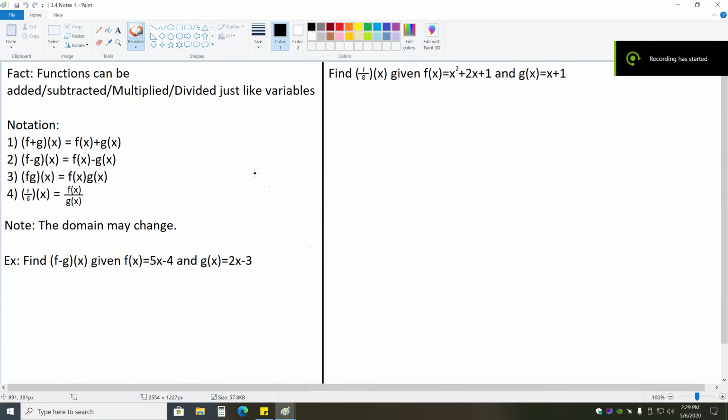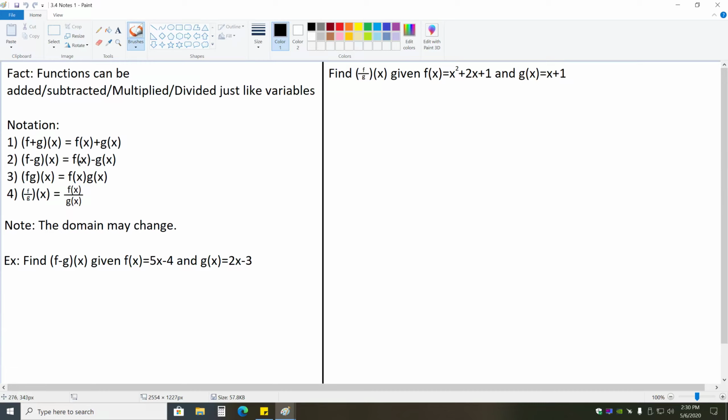For this section, we're going to be talking all about how functions can be operated on the same way that variables and numbers can. Starting off with a fact that says functions can be added, subtracted, multiplied, and divided just like variables. And we introduce a notation for how each of those operations occurs. So for instance, if we have f of x plus g of x, in function notation that's written as f plus g of x. This is a simplified notation for what we're actually doing.